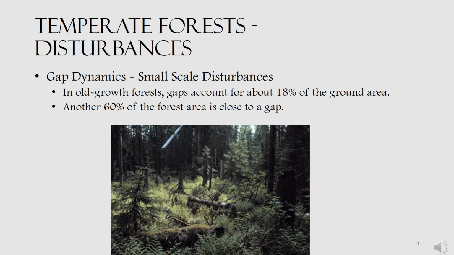So now we'll transition into talking about the disturbances common in these forested systems, and we'll talk about both small scale and large scale disturbances. For small scale disturbances, primarily we're talking about gap dynamics. In old growth forests, gaps account for at least 18% of the ground area. Gaps, as they sound and as this picture shows, are just gaps in the forest canopy that let more light in than other places within the canopy. Another 60% of the forest area is at least close to a gap. So although we can think of some old growth forests as really dense and shaded, this is telling us about 78% of forested area is within or at least near a gap.